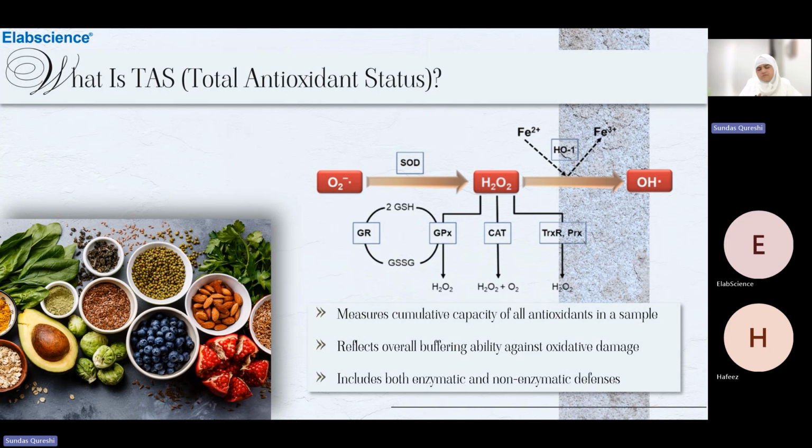And then there are some dietary antioxidants which come from fruits, vegetables, and other foods that further contribute to this capacity, supporting our body's natural defenses. So measuring the TAS along with TOS allows us to evaluate the balance between oxidative load and antioxidant protection in a meaningful way.